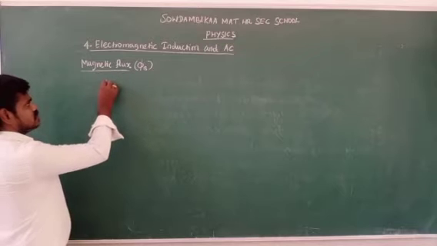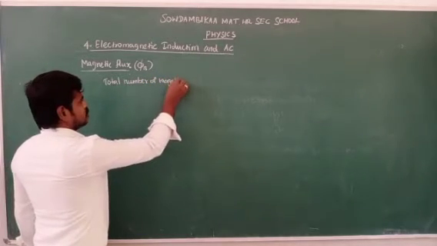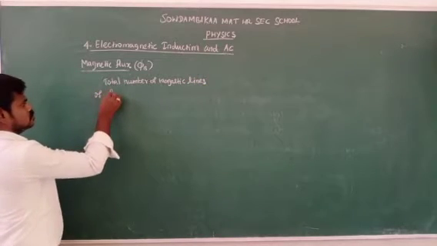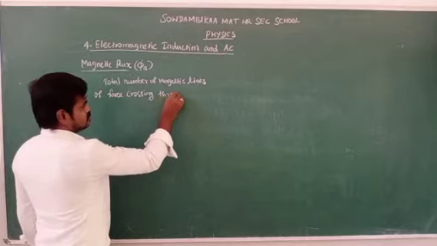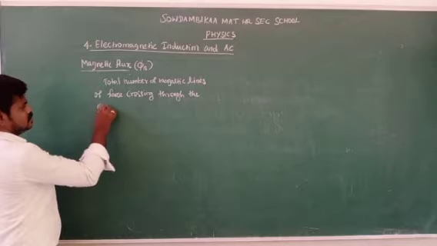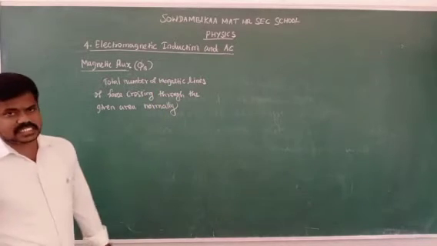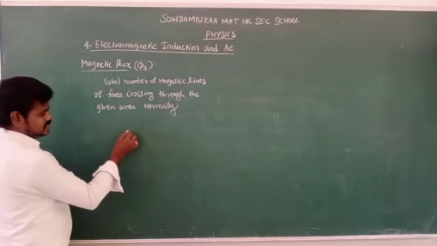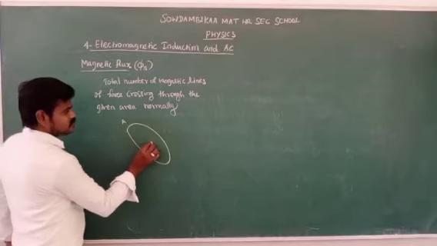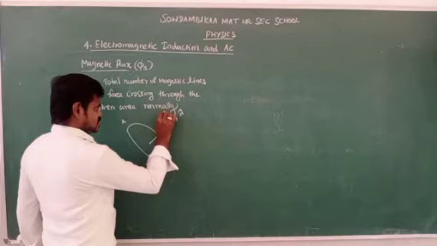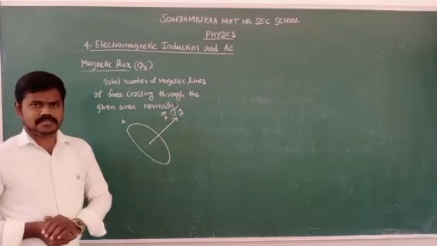The definition: the total number of magnetic lines of force crossing through a given area normally is the magnetic flux. Let us consider a closed area A. The normal line drawn to the area is called n cap, or the area vector. What is the angle between the area and the area vector? Pi by 2, or 90 degrees.